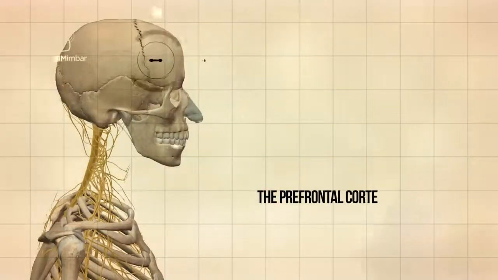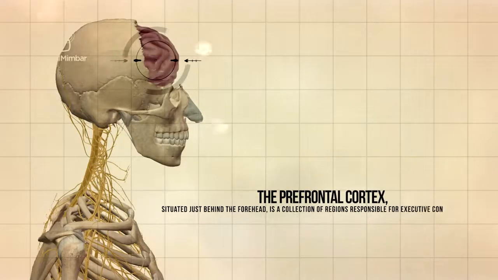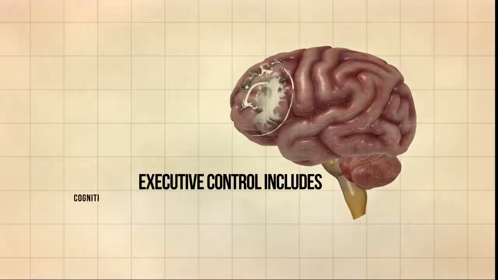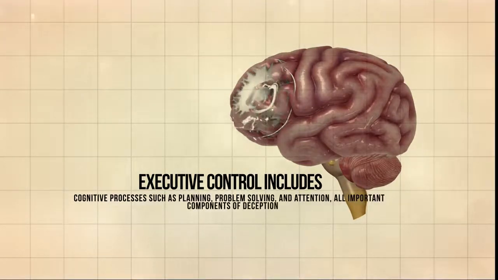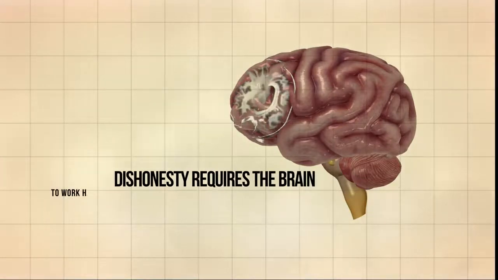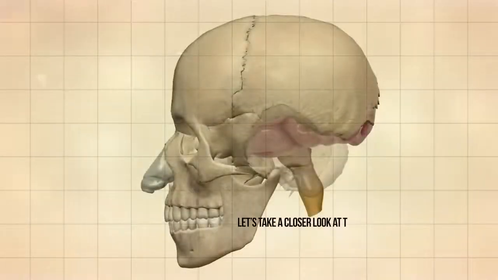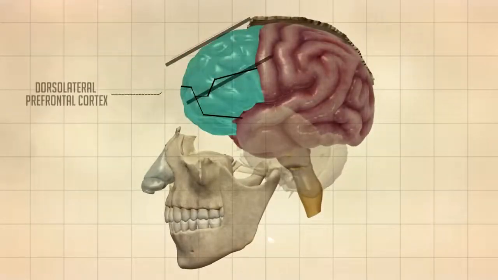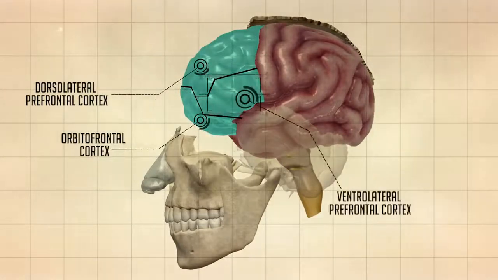The prefrontal cortex, situated just behind the forehead, is a collection of regions responsible for executive control, the ability to regulate thoughts or actions to achieve goals. Executive control includes cognitive processes such as planning, problem solving, and attention, all important components of deception. Dishonesty requires the brain to work harder than honesty, and this effort is reflected by increased brain activity. Let's take a closer look at the prefrontal cortex subdivisions. This area of the brain has been divided into three main subdivisions, known as the dorsolateral prefrontal cortex, the orbitofrontal cortex, and the ventrolateral prefrontal cortex.